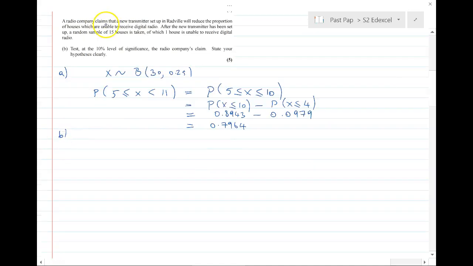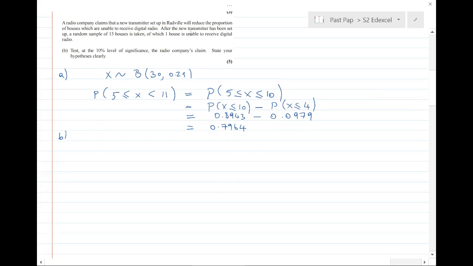Okay, part B is about a significance test. It says a random company claims that a new transmitter will reduce the proportion. There's a key word there, reduce, not change it, reduce it. So it's going to be a one-tailed test, which are unable to receive digital radio. After the new transmitter has been set up, a sample size of 15 houses is taken, of which one house is unable to receive. So we've actually got the value of a test statistic.